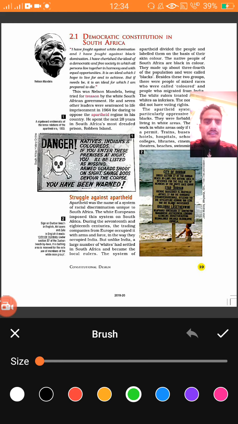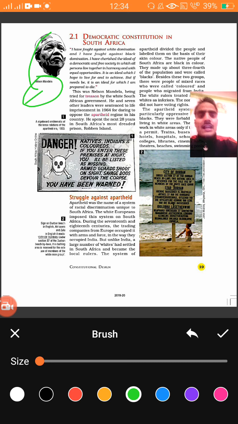Okay, second page is about the democratic constitution in South Africa. Who is this personality? Can you recall him? Yes, Nelson Mandela, right. Here is a very good speech given by him. I have fought against white domination and I have fought against black domination. Here I want to tell you that even we were under the colonial rule of Britain. You know what they were thinking, that whites are only for the rule.